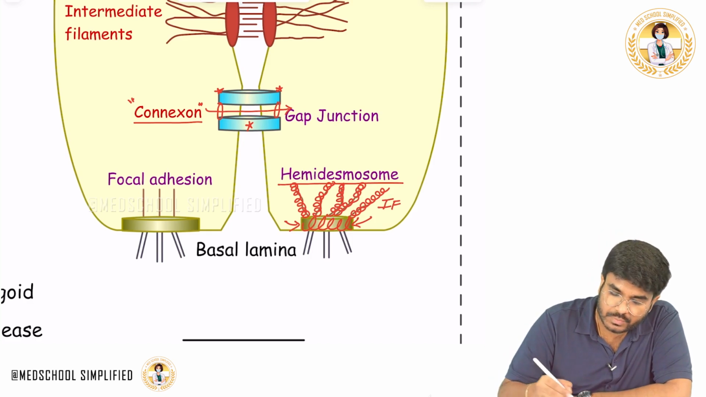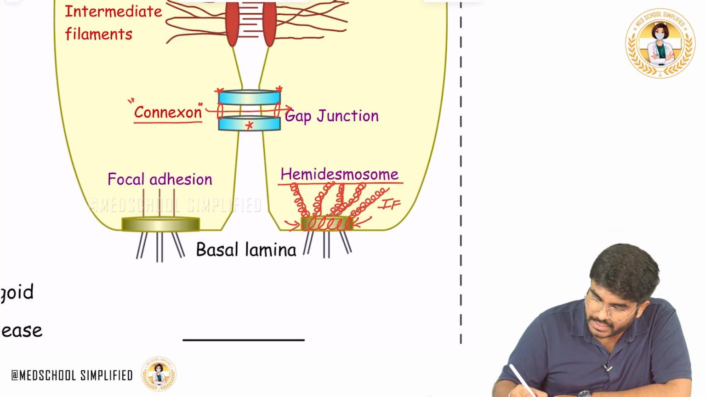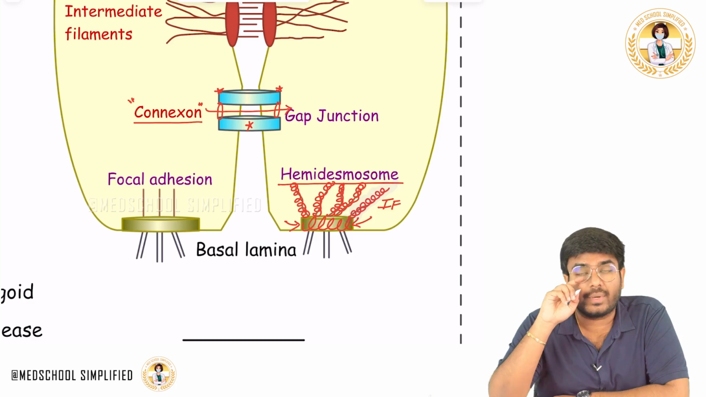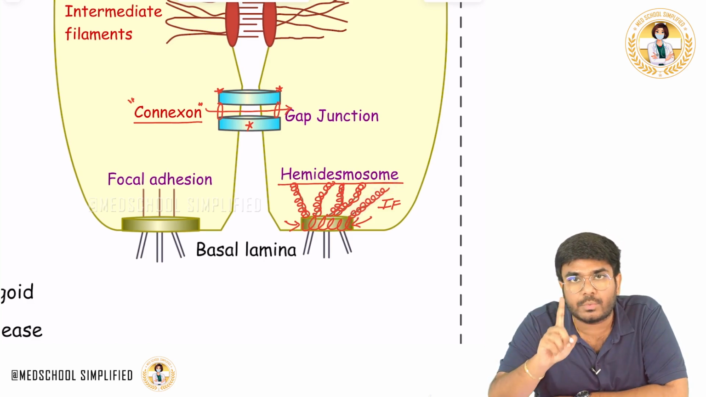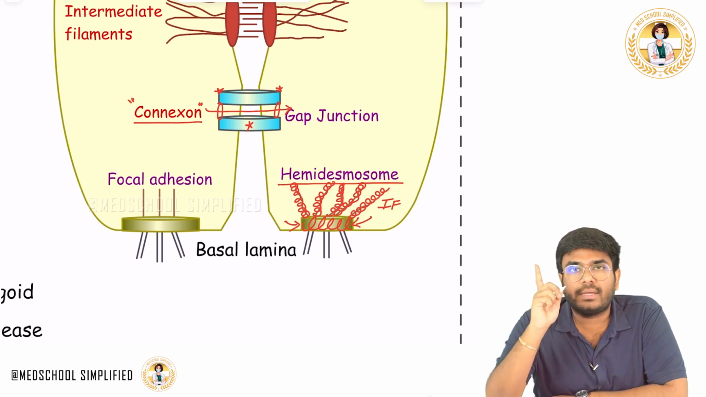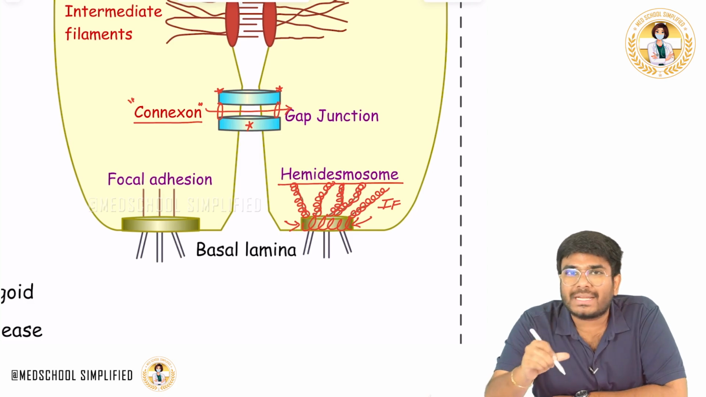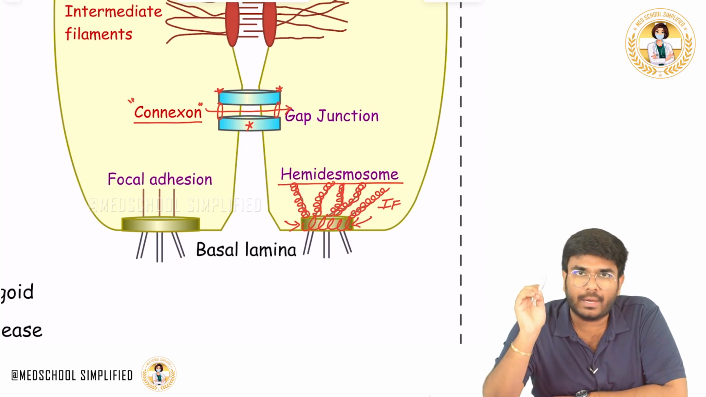So yes, desmosomes are attached with intermediate filaments. Also, your hemidesmosomes are attached with intermediate filaments. So both the desmosomes and hemidesmosomes are attached with intermediate filaments within the cells. Desmosomes attach one cell with the other cell. Hemidesmosomes attach the cell with the basal lamina.